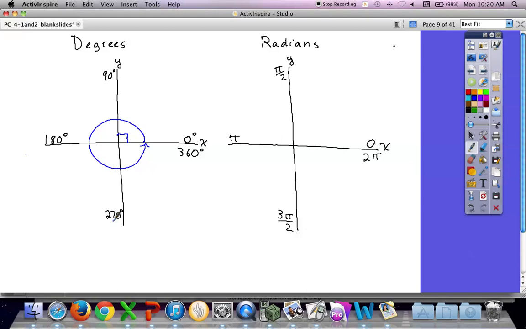Same way over here with radians. We already said once around a circle would give me 2 pi radians. So that means halfway around the circle is only pi radians. Halfway between 0 and pi is pi over 2. Halfway between pi and 2 pi is 3 pi over 2.